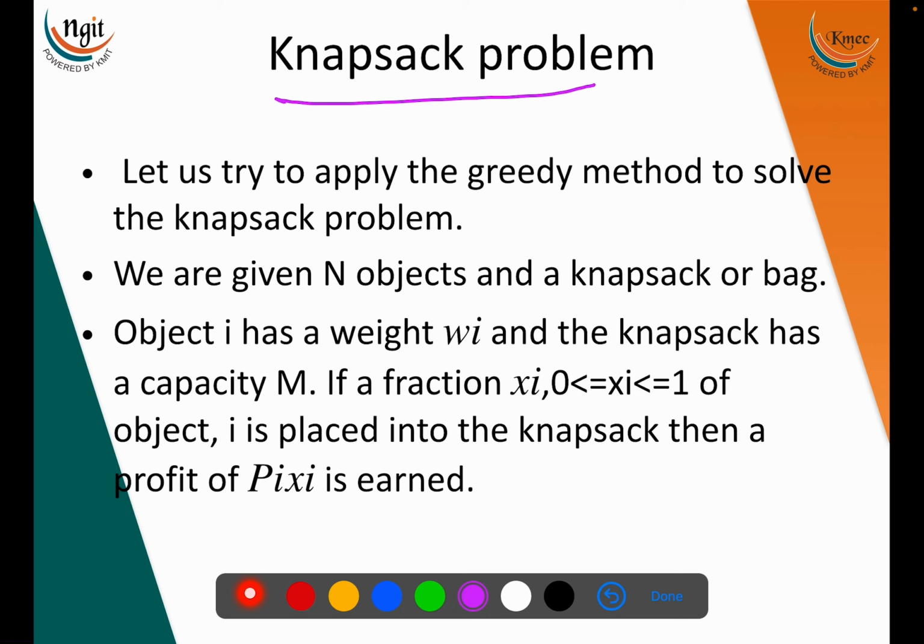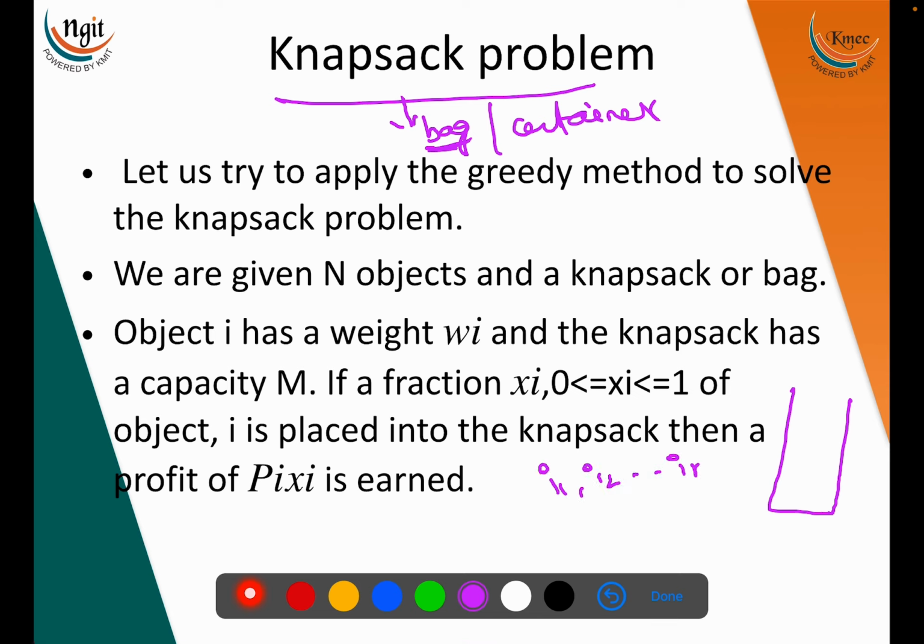So basically, what is a knapsack? You can think of a knapsack as a bag or a container. Generally, what we do with the bag is place items inside of it. If I have some items I1 to In, I will place these items into the bag. Each object has some weight Wi, and the knapsack itself has some capacity to keep the items safely, which is m.